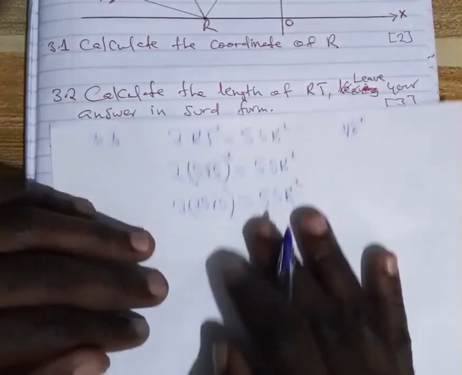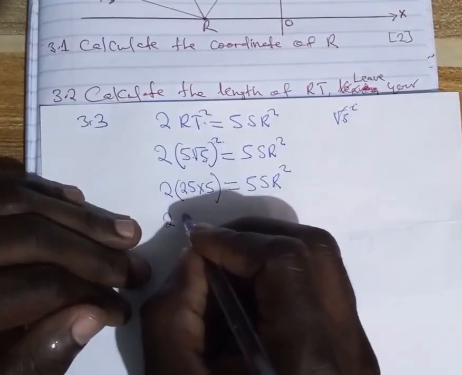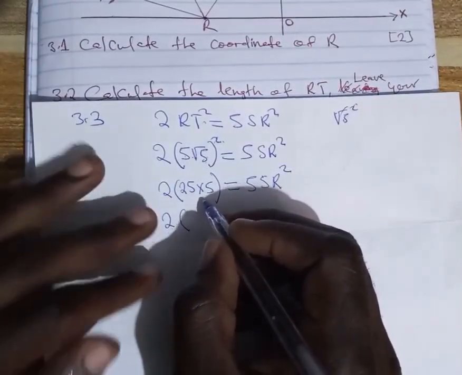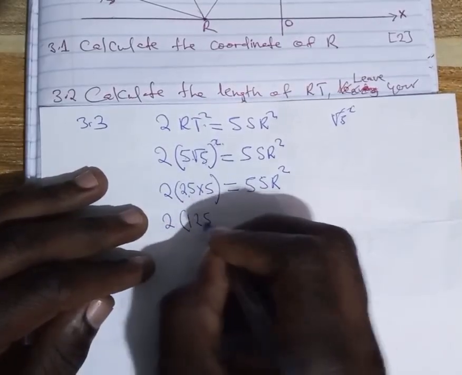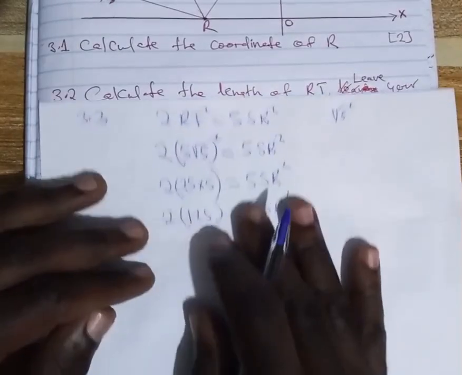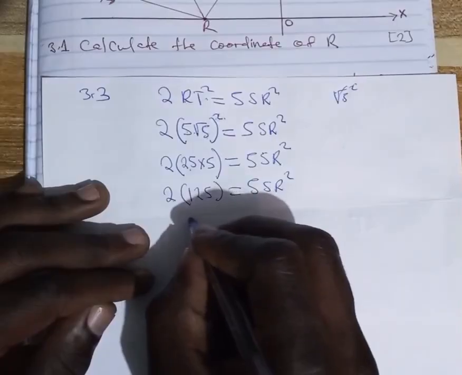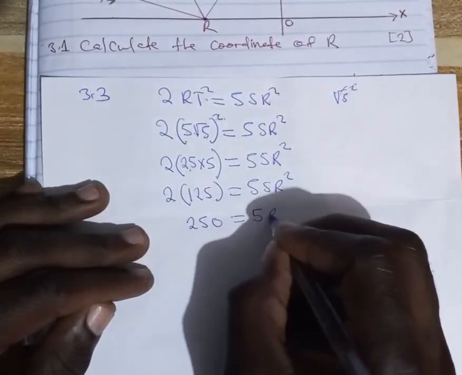Equal to 5 here, SR squared. We just follow this one here. So we're going to have 2. When you multiply 25 times 5, it is 125. So 125 here, you have 5 here, SR squared. Then what do you get? 2 times 125 is 250. 250 is equal to 5 SR squared.